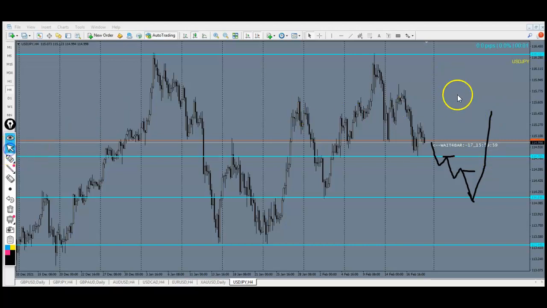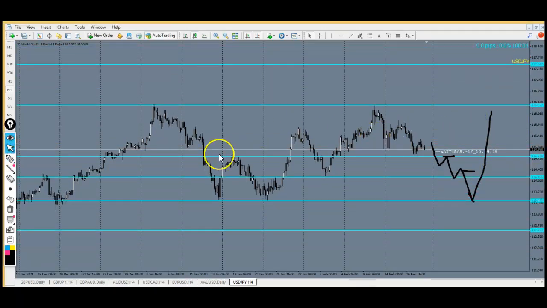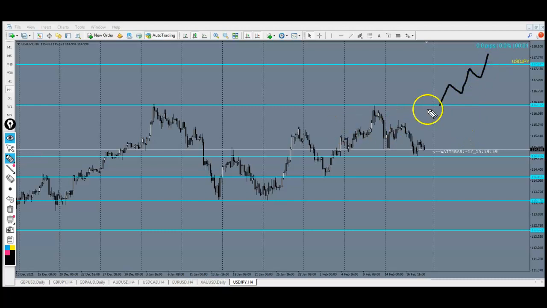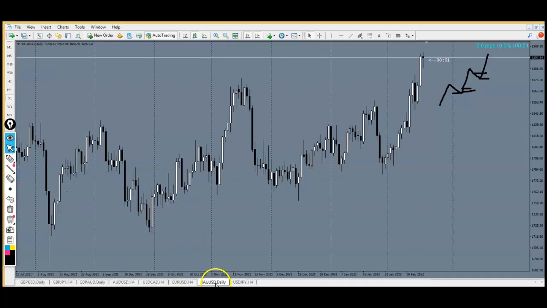Similar thing too happens if it's breaking to the upside. If it's breaking and giving us a nice trend instead of consolidation, then we'll look to buy at the demand zones on a retracement. Okay, lovely. So let's look at gold.